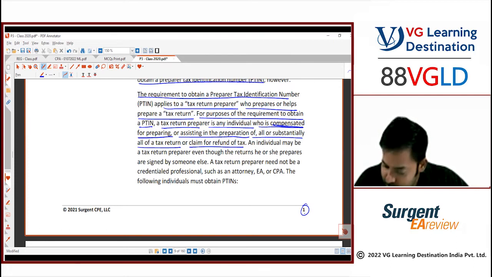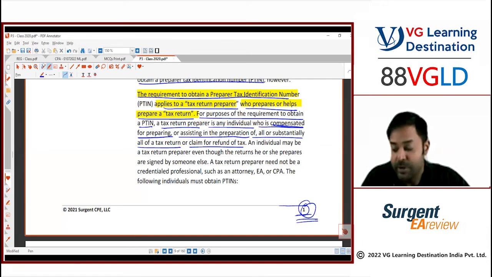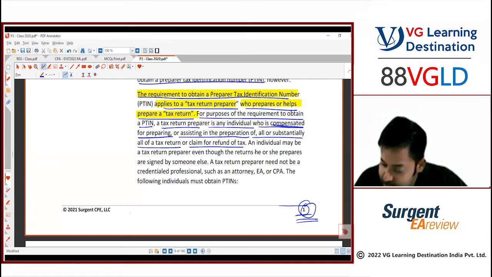It's the first page number, Nidhi. No, Rajat. If you are filing returns, that's what they're saying. The requirement to obtain the PTIN applies to the tax return preparer who prepares and helps to prepare. So if you are filing the return, then you need it.